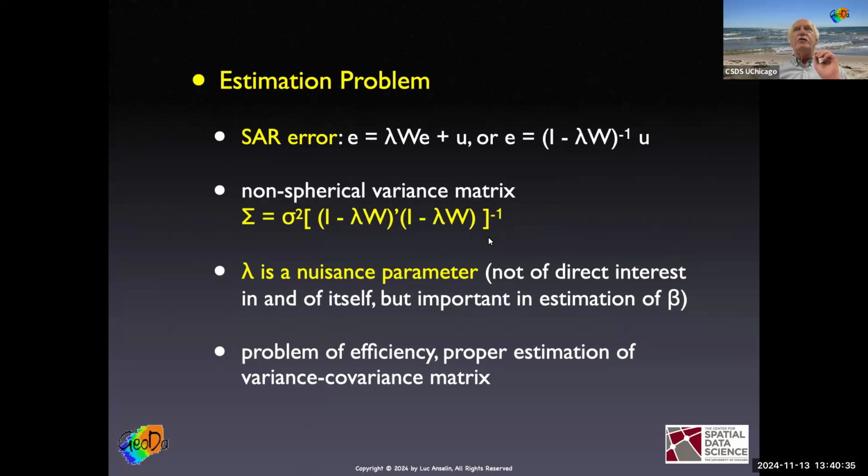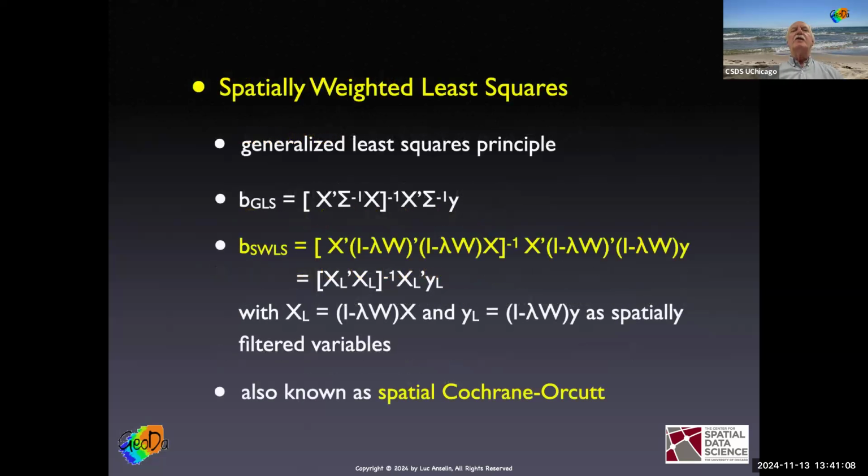Now, the key concept here is if you have a consistent estimate for lambda, irrespective of its precision, then you can use that to get a better estimate for beta. The logic that we'll see later with the generalized methods of moments is exactly that. We get a consistent estimate as a solution of equations and we plug it in. Where do we plug it in? We plug it in spatially weighted least squares.